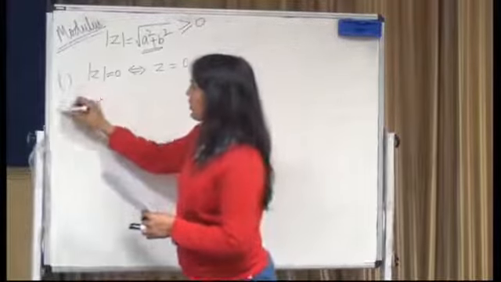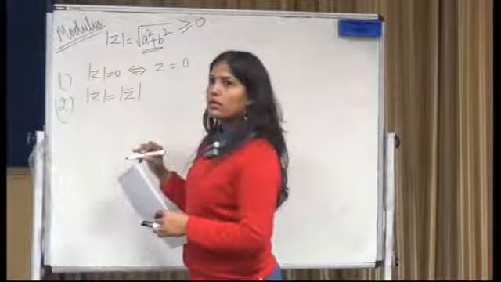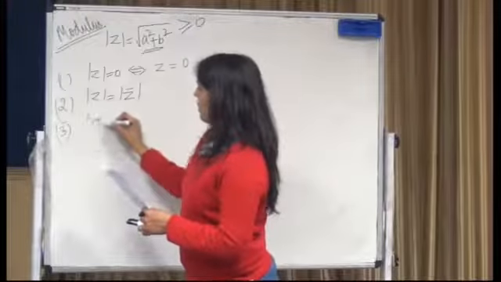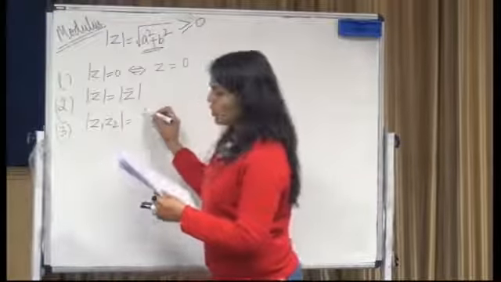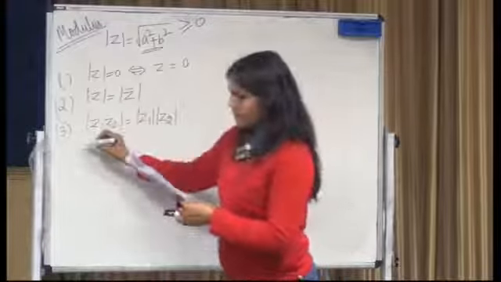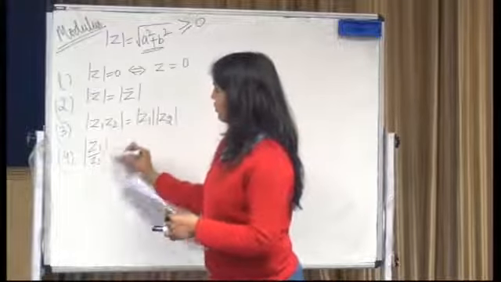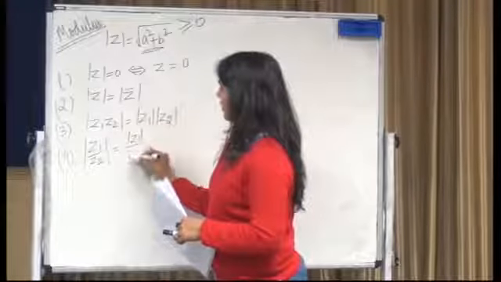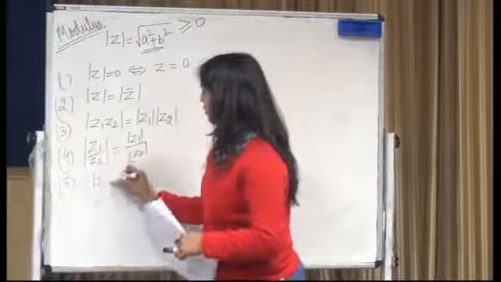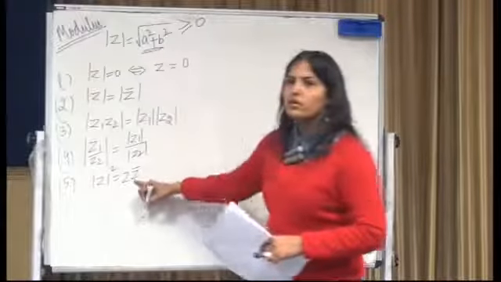This is called a property. I have already told you that mod z is always greater than or equal to 0, and you have already checked this also. The next one is the product: the modulus will be that you take the modulus separately and multiply. The fourth one will obviously be division, and in division also take the separate mod and divide. Now the fifth one, I have already told you, mod z square is equal to z z bar.